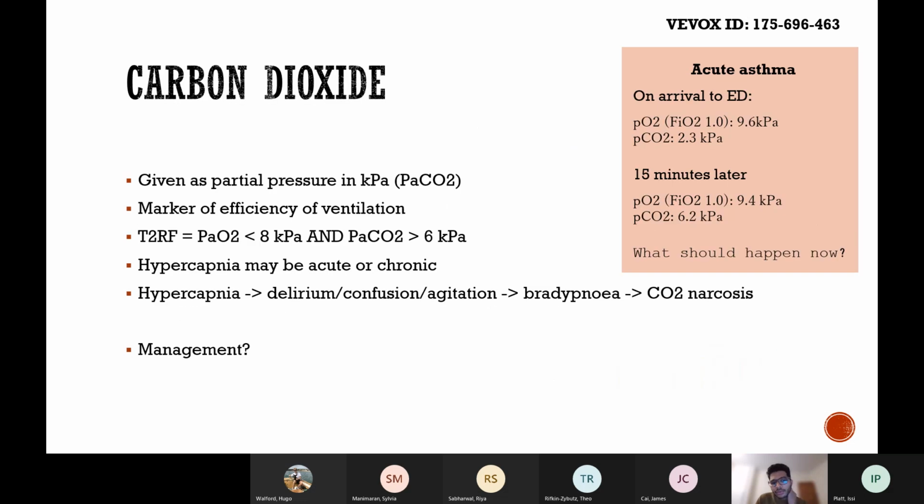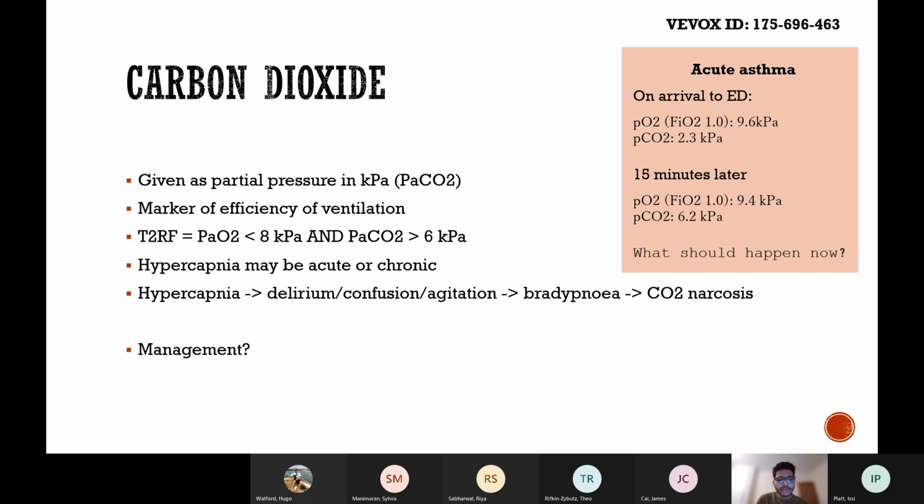And then we have a look at carbon dioxide. So again, you get this as a partial pressure in kilopascals, and it's a marker of how efficiently you're ventilating. So as you guys have said in the chat, type 2 respiratory failure is hypoxia with hypercapnia. And that hypercapnia might be acute, such as in a drug overdose. Someone's had an opiate overdose and they can't breathe properly because they're in respiratory depression. Then they might have an acute hypercapnia or a chronic hypercapnia, for example, in COPD.